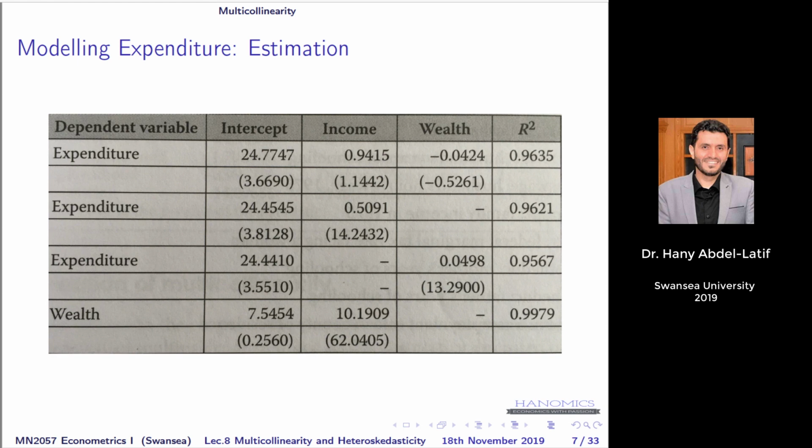Theory suggests, and any intuition would suggest, that you would expect income to affect expenditures, and wealth to affect expenditures. But when we estimated the model, we found that the coefficients are not significant. Where is the problem here?